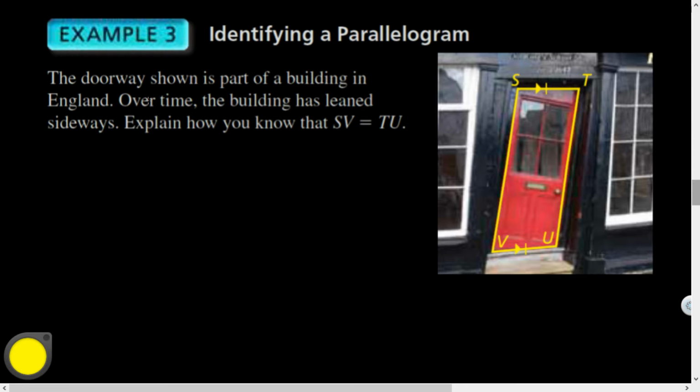The doorway shown is part of a building in England, and over time, the building has leaned sideways. So when they had to rebuild a door, they had to cut it into an interesting shape. Explain how you know that SV is equal to TU. So SV, TU. What could I say?